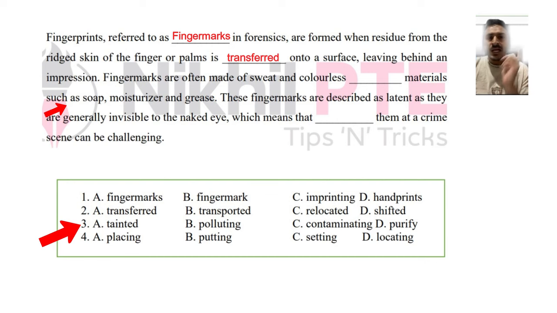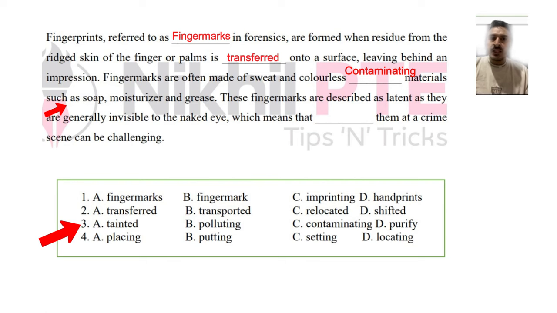So we are left with only contaminated and tainted. Tainted looks like that is not good. If it is tainted, then how can we use soap, moisturizer and grease? So we are left with only contaminated. However, you don't know the meaning of contaminating, but this option is left only. So the answer is contaminating materials.